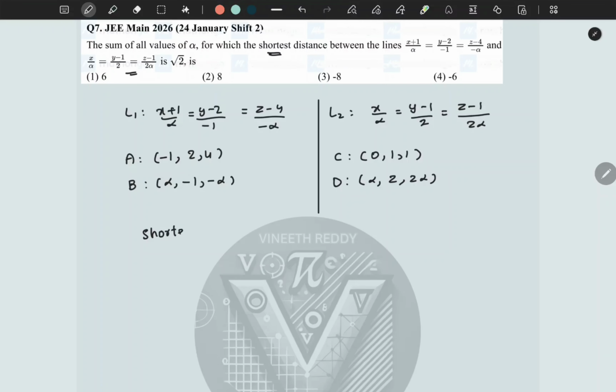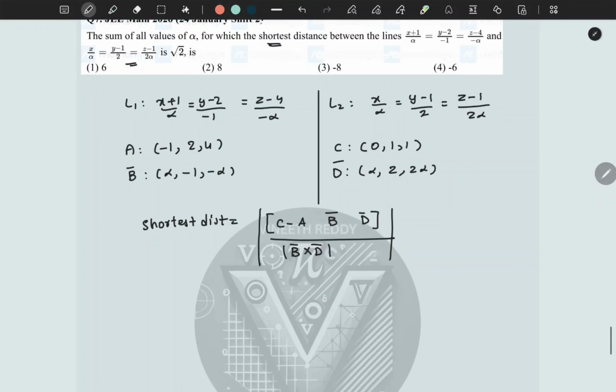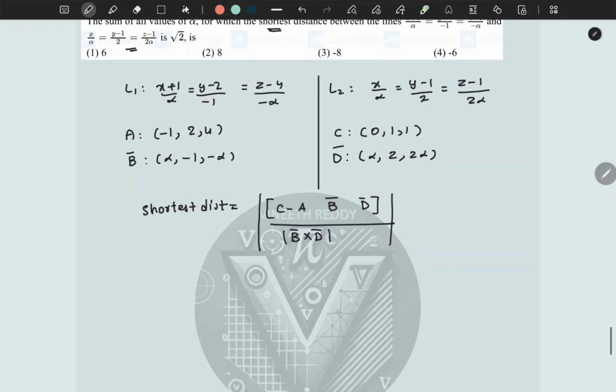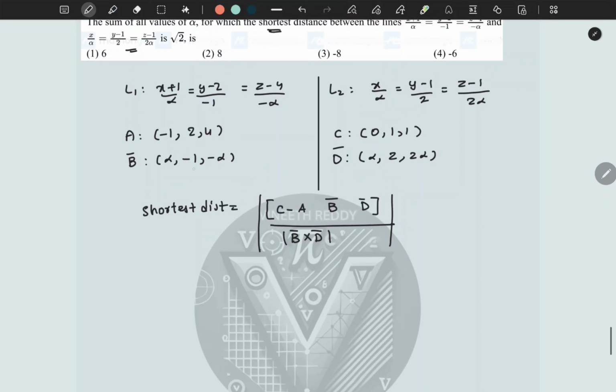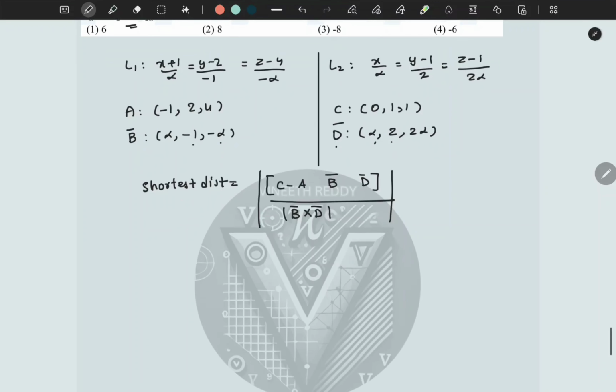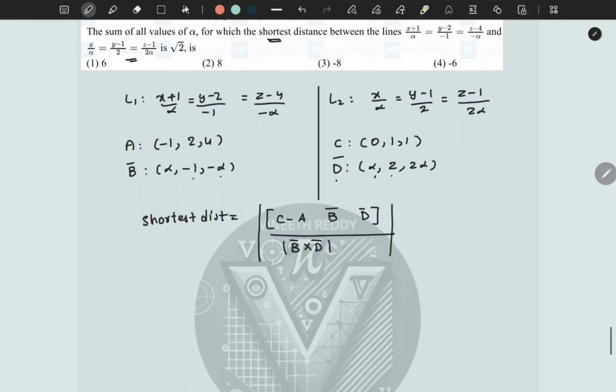So what is the formula? Shortest distance between the skew lines will be mod of box (C minus A, B, D) divided by mod of B cross D. Point B is nothing but the position vector with respect to origin, that is OB vector, which is alpha i cap minus j cap minus alpha k cap, and OD vector is alpha i cap plus 2j cap plus 2 alpha k cap. So shortest distance is root 2.